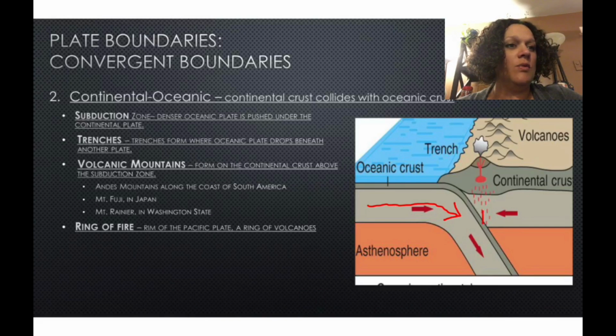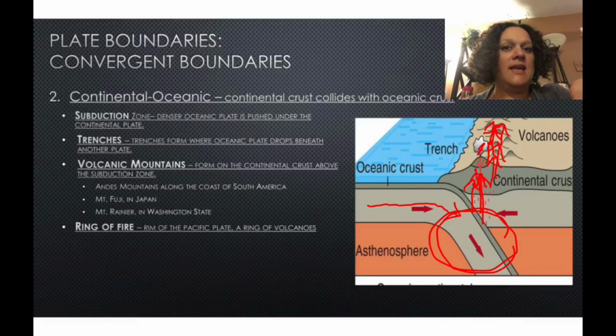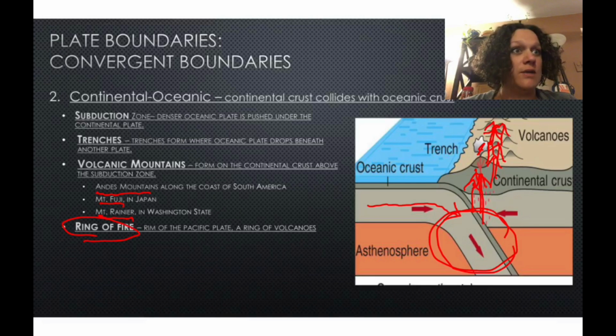And what happens is you will have all of this magma starting to bubble up underneath the continental plate that's on top of the subduction zone. And the subduction zone is this area where you have the plate that's being subducted. So we have what are called volcanoes, and these will form all along this edge in a chain of volcanoes. We see this like in the Andes Mountains. We see this in Mount Fuji in Japan, Mount Rainier, which is in Washington State. And it forms what we call the Ring of Fire. The Ring of Fire is the rim around the Pacific Plate, and it's a ring of volcanoes that surrounds that.